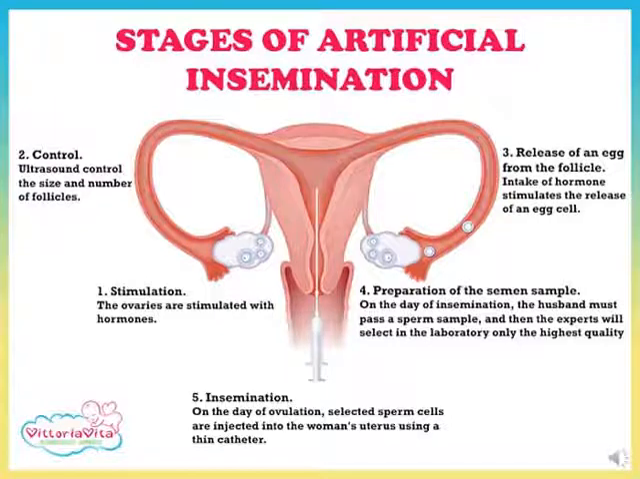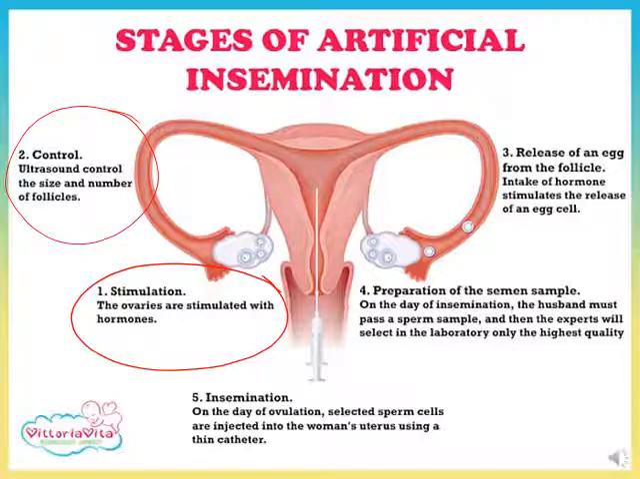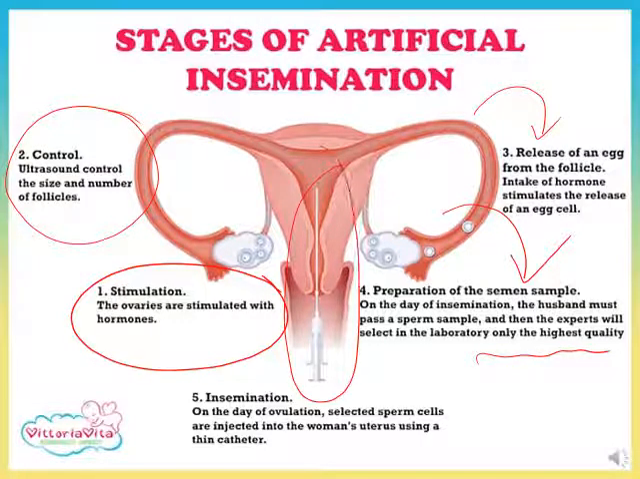So, the stages of artificial insemination: first, we have to stimulate the ovaries with hormones. Second, ultrasound controls the size and the number of the follicles. Number 3, we have the release of the egg from the follicle. Intake of hormones stimulates this process. Number 4, preparation of the semen sample: the husband must provide a sperm sample, and then the expert will select the highest quality sperm. Step number 5, insemination: on the day of ovulation, the selected sperm cells are injected into the human uterus using a thin catheter, like a syringe.